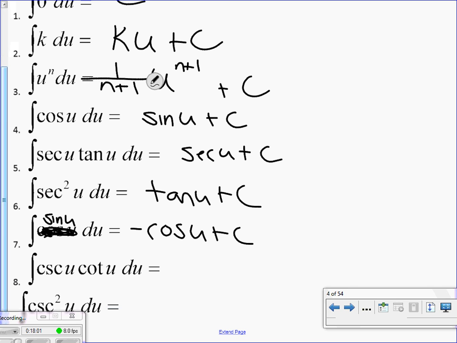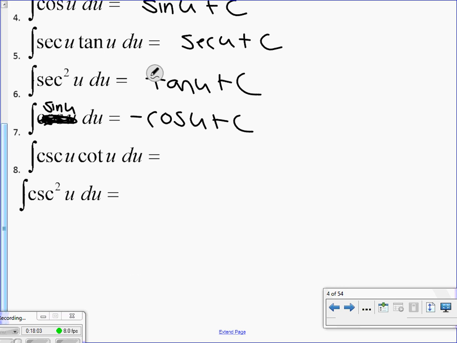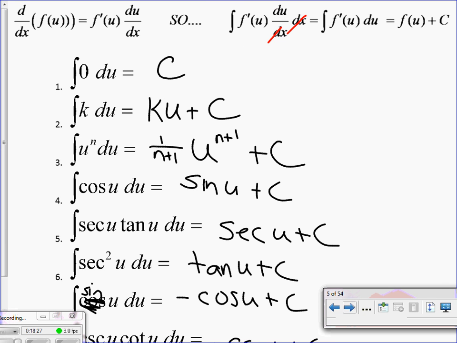Okay. What's the next one? Okay, that's the first column. How we doing? A little fuzzy?